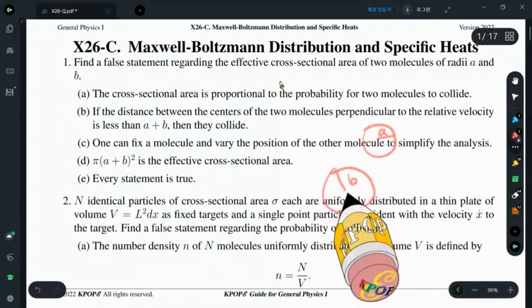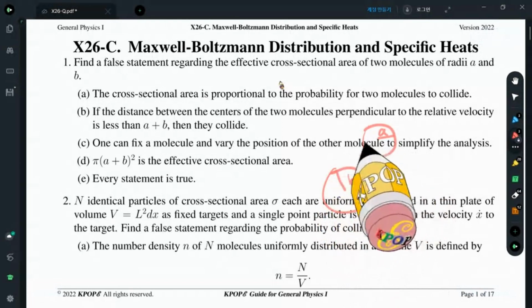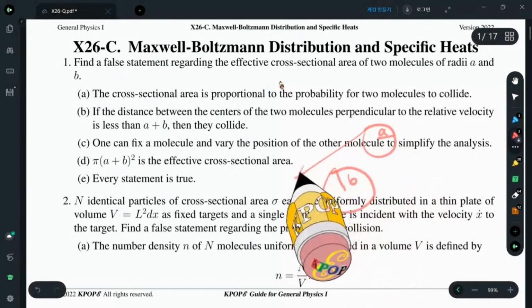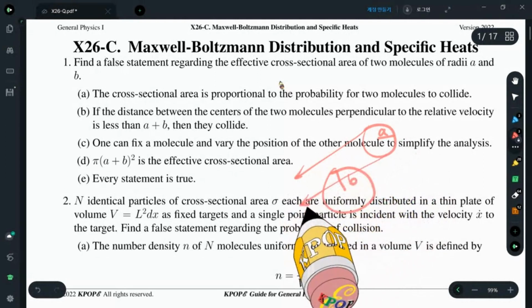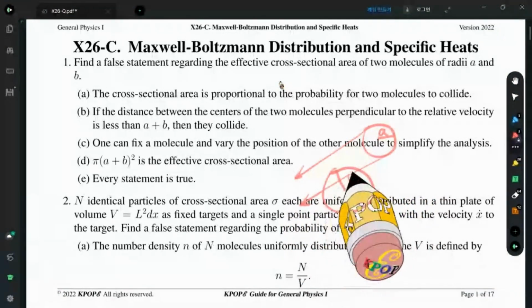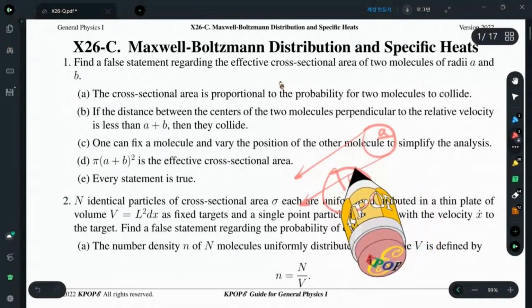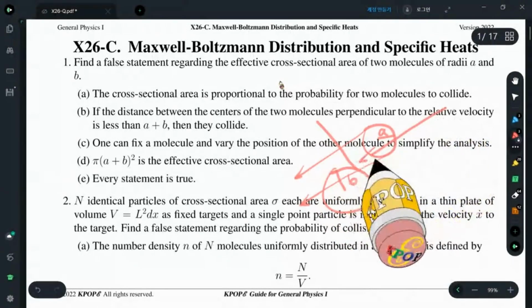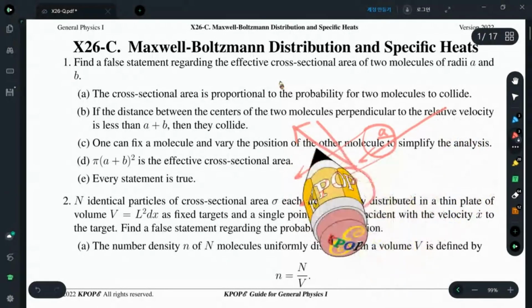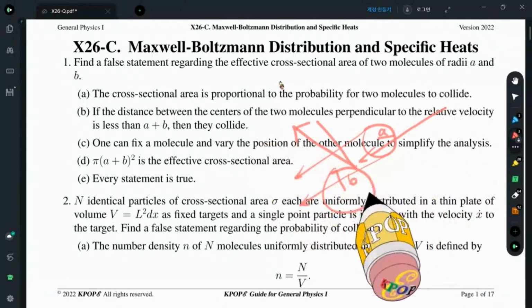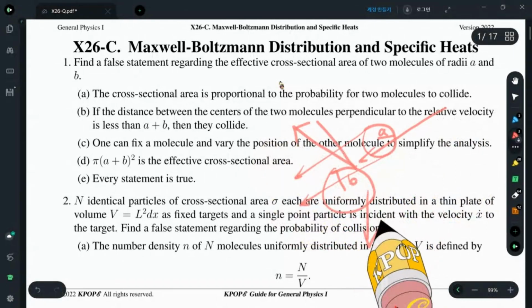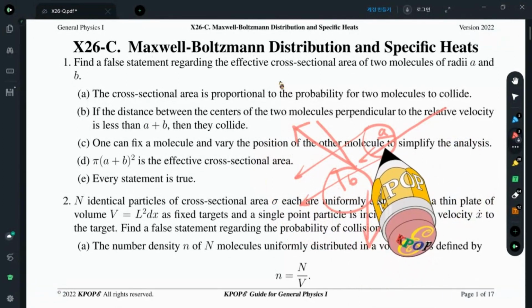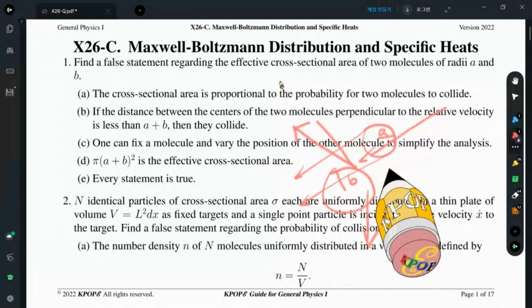For example, this one is fixed and this one translates. So when they meet, they make a scattering. It will be bounced in this direction, and this one may recoil to somewhere else. The probability of making a collision is proportional to the cross-sectional area.